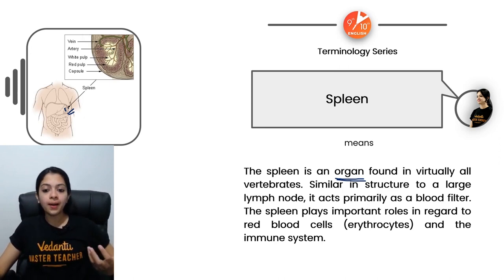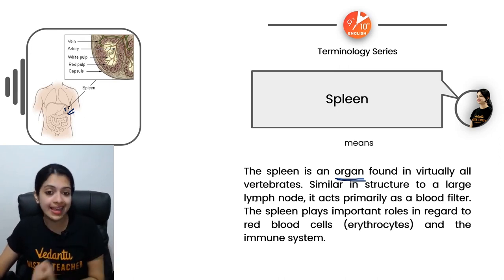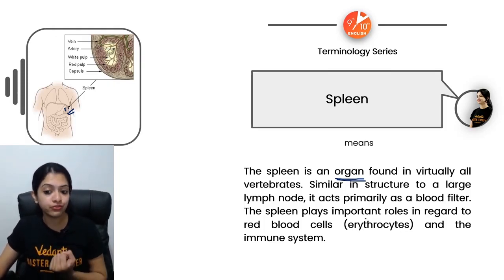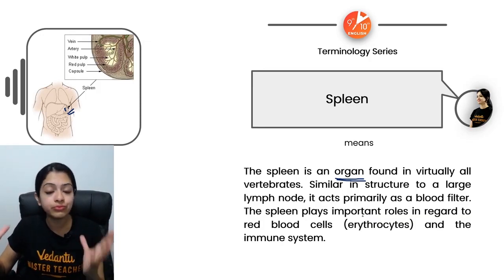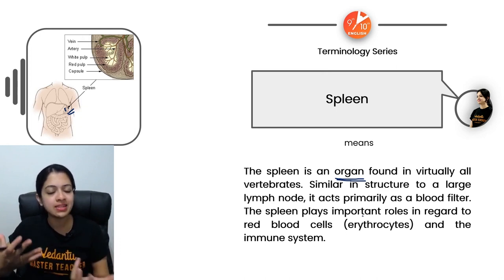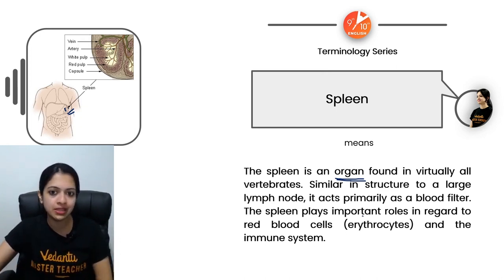Yes. So again, what does it do? It plays a major role in immunity and defense of our body. Right. So as it's written here, it acts primarily as a blood filter and is very much similar to a huge lymph node. And as a result, it helps in filtering out a lot of pathogens and fighting a lot of infections in the body.